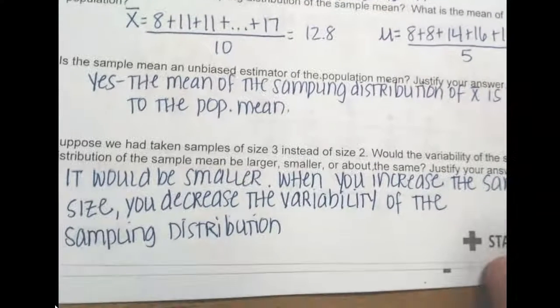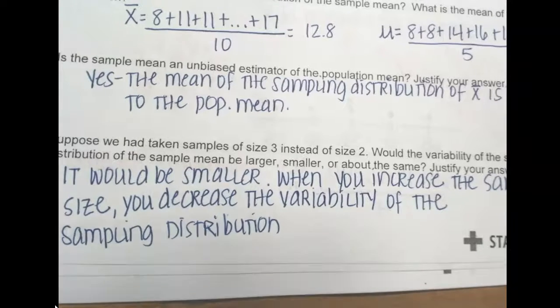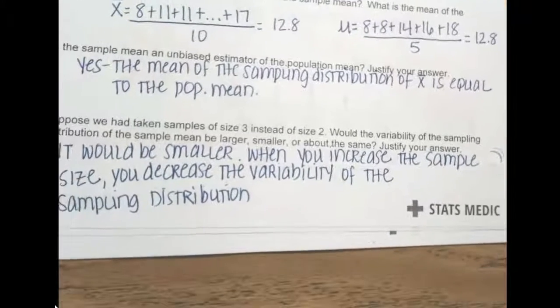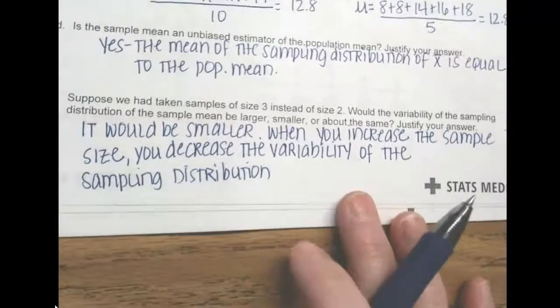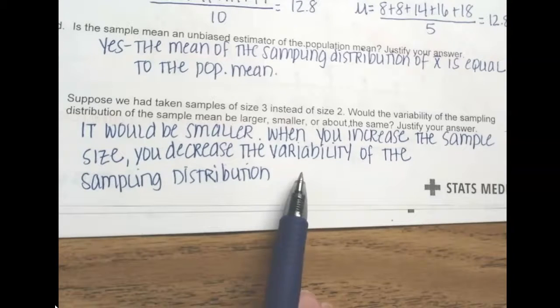And then what if we had taken a sample of size 3 instead of size 2? Would the variability of the sampling distribution of the sample mean be larger, smaller, or about the same? And then I ask you to justify your answer. Well, it would be smaller because when you increase the sample size, you decrease the variability of the sampling distribution.